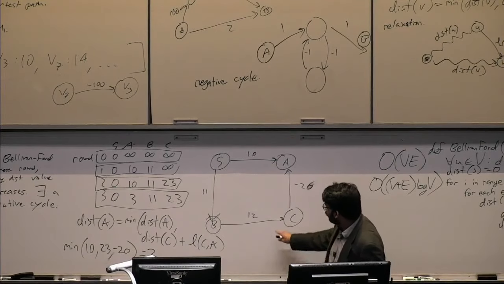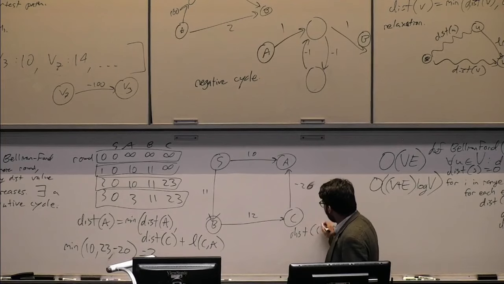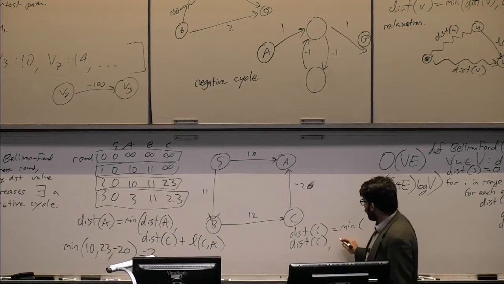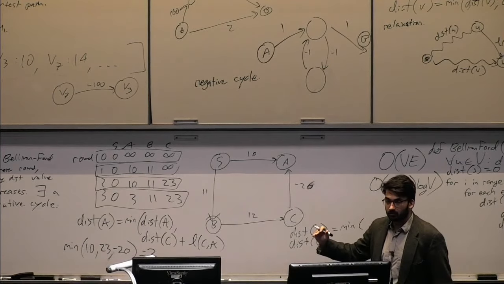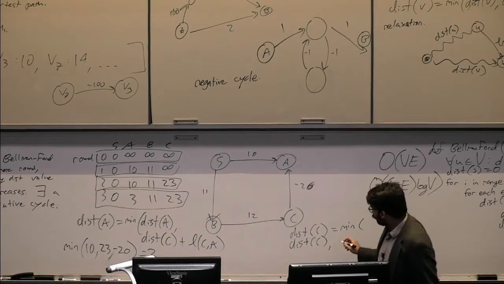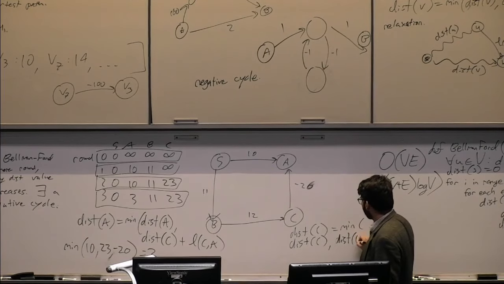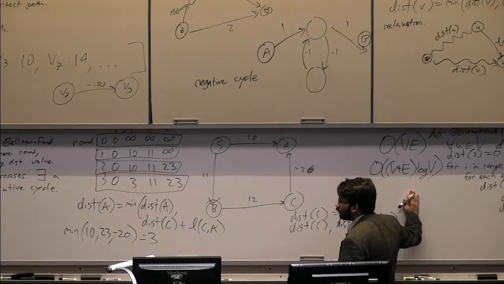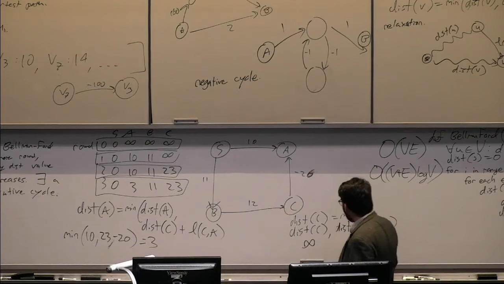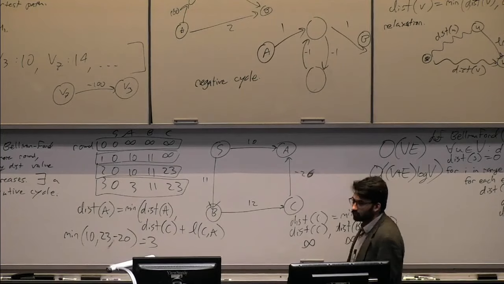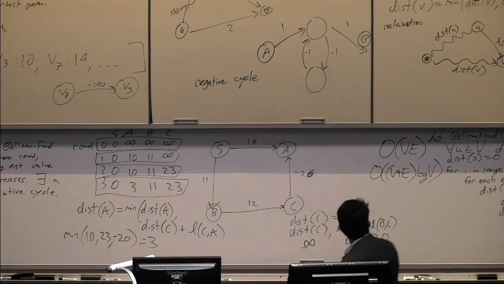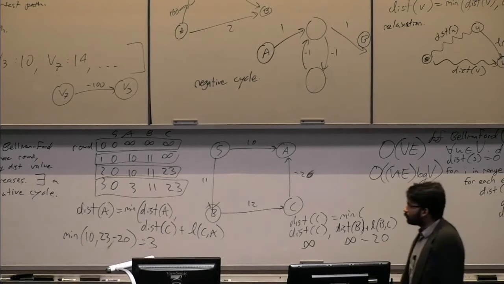No, the calculation for C is going to be dist C is equal to the min of what? Dist C, and let's suppose we're calculating this edge B to C. We're computing round one. So it'll be dist B plus L(B, C), right? Well, what is dist C currently at round one? You have to look back to round zero because we haven't written down dist C. So it's going to be the minimum of infinity and infinity minus 20, which is infinity. So it doesn't update. Absolutely, it's this part. It's not started yet. The loop will start at 1.